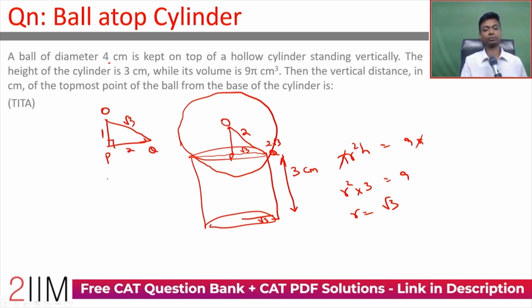OP is 1. So the center of our ball of diameter 4 centimeters is 1 centimeter above the top circle of this cylinder. We want to find the topmost point here. From O further up, you have to go 2 centimeters, and then 1 centimeter to get to the top of the cylinder, plus 3 centimeters. The topmost point is at a distance of 3 plus 1 plus 2, 6 centimeters from the base of the cylinder. The total distance of the topmost point from the base is 6 centimeters.